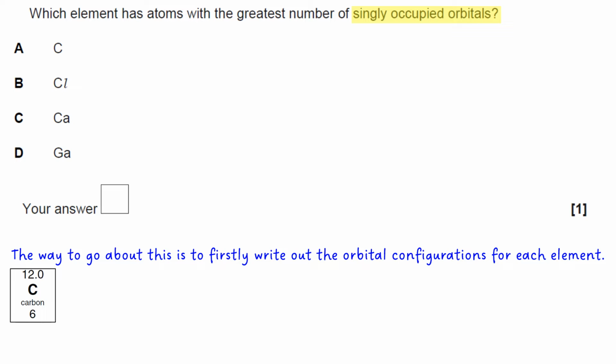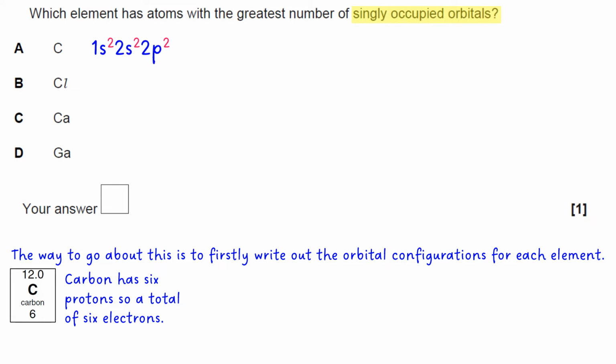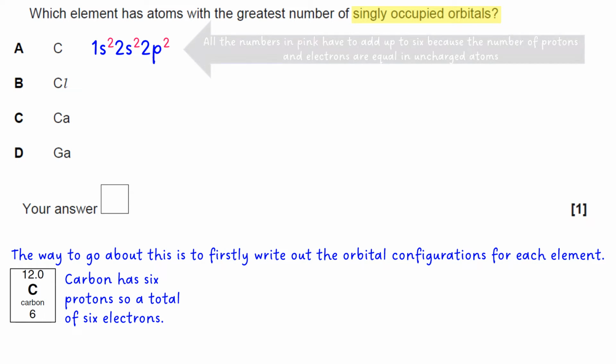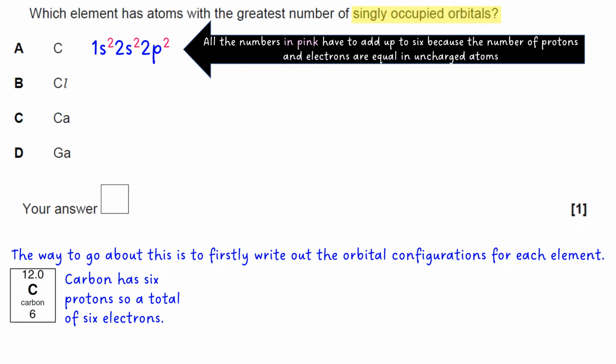So taking the periodic table and going to the actual cell that you find the atom in, you'll remember from GCSE that the number of protons equals the number of electrons. So therefore carbon has 6 electrons. So what we do is we apply the normal orbital filling rules, filling energy level 1 first, so 1s2, and then energy level 2, 2s2 and 2p2. All the numbers in pink, remember, have to add up to 6 because the number of protons and electrons are equal, like we just said.